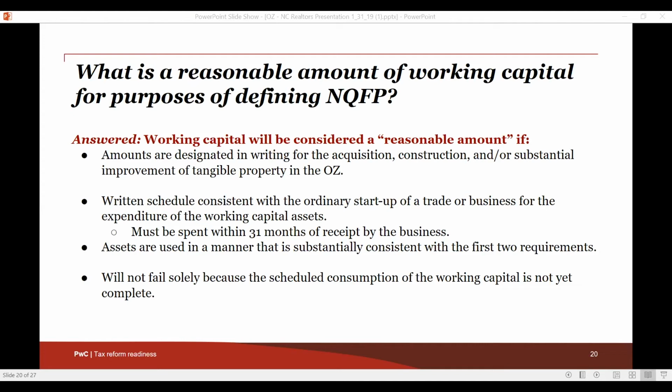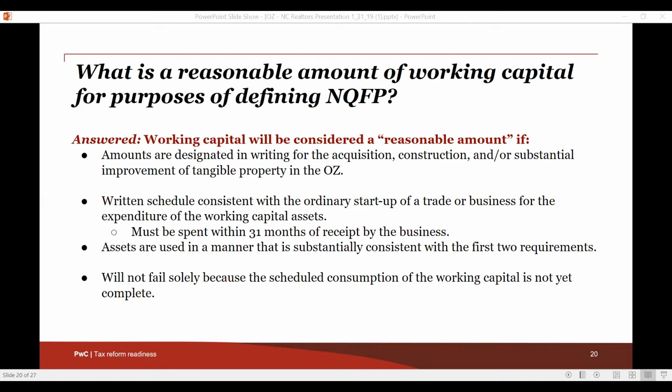So what this means is there is a safe harbor for what constitutes a reasonable amount of working capital for an OZ business. Amounts are considered reasonable if 3 requirements are met. First, the amounts must be designated in writing for the acquisition, construction, or substantial improvement of tangible property in a zone. Second, there must be a written schedule consistent with the startup of a trade or business for the expenditure of the working capital, and the schedule must show the assets being used within 31 months. And third, the working capital assets must actually be used in a manner consistent with the first 2 requirements.